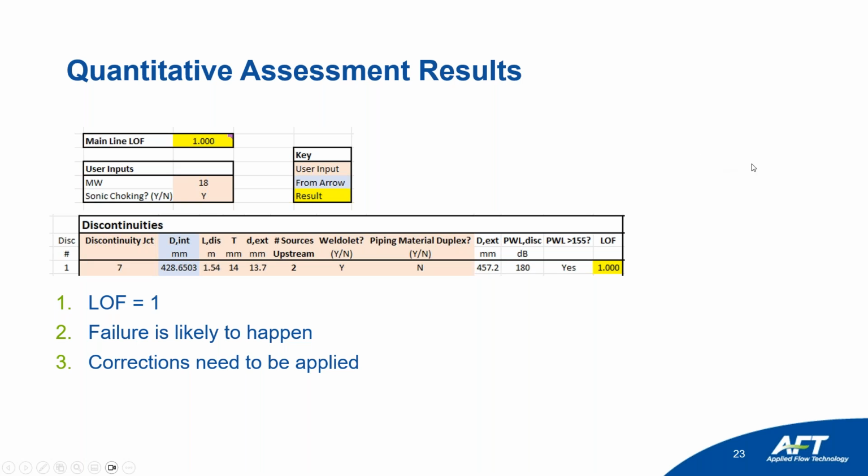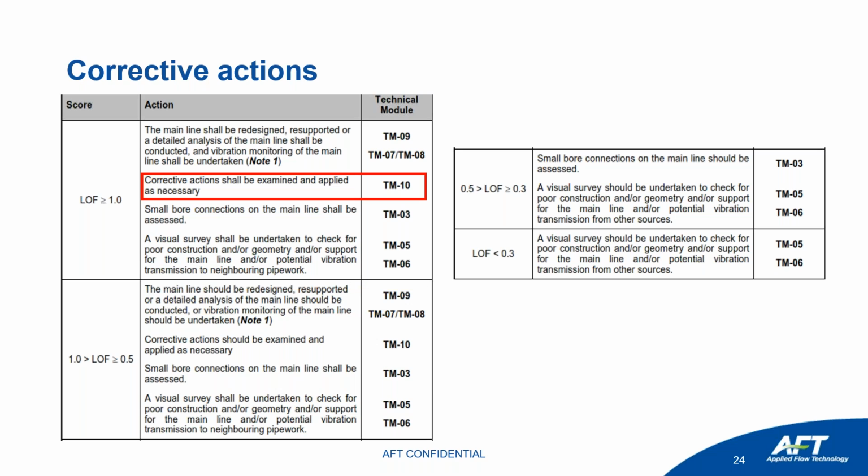So now, what do we do? Well, as I said, the Energy Institute methodology has recommendations. It tells us if LOF is equal to or higher than 1, corrective actions shall be examined and applied as necessary, and it indicates this in paragraph T10. So let's see what recommendations they have to reduce the risk of failure due to acoustic induced vibration.